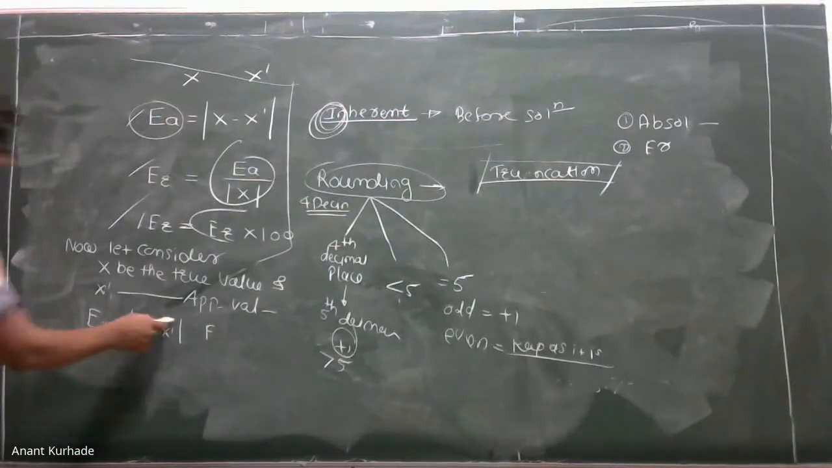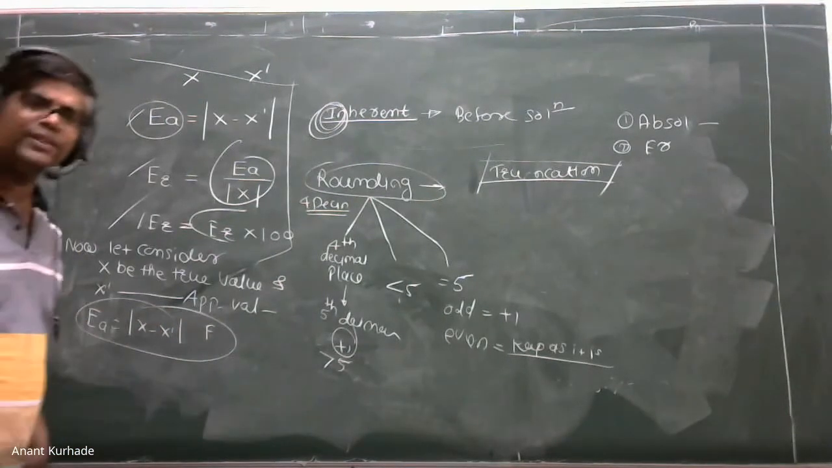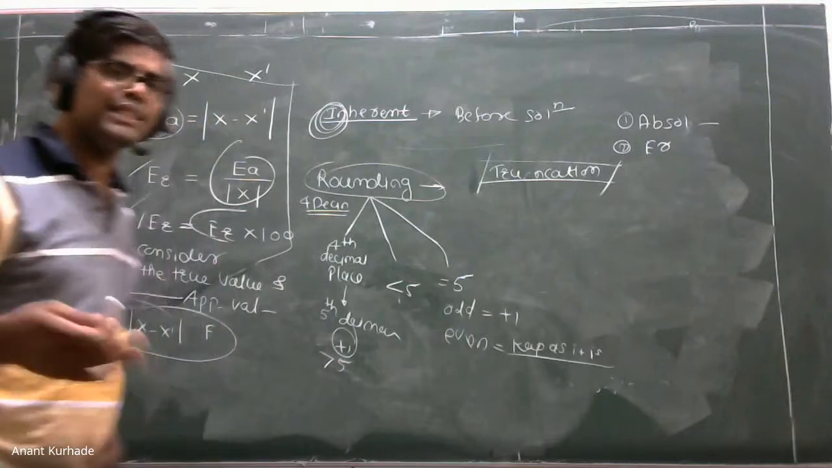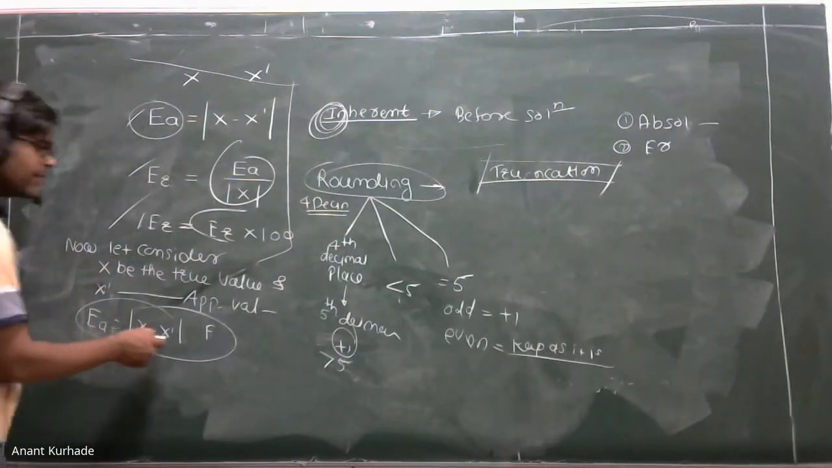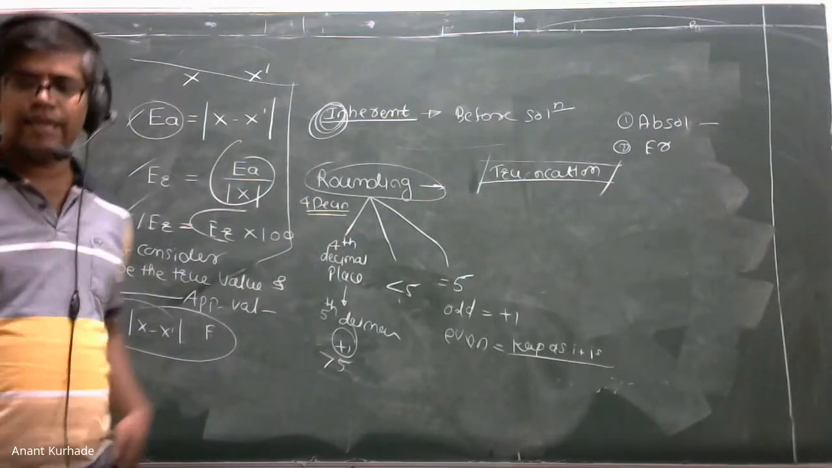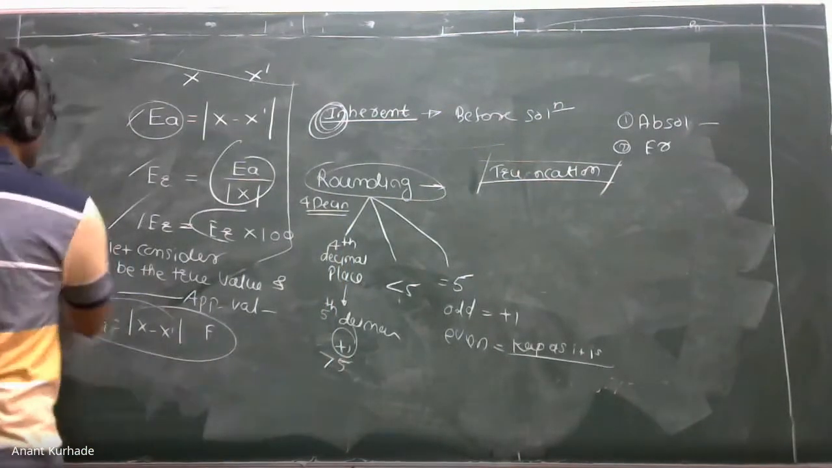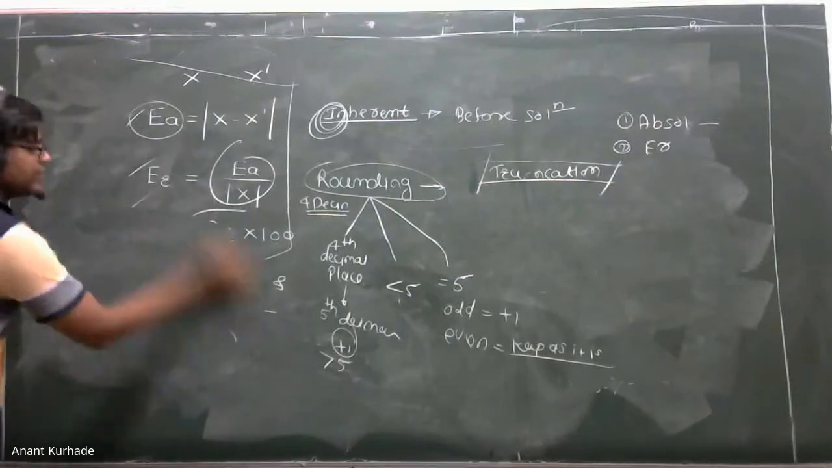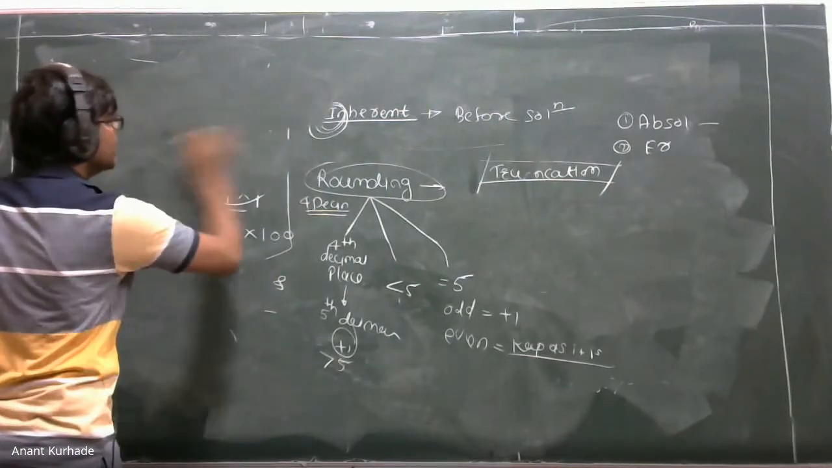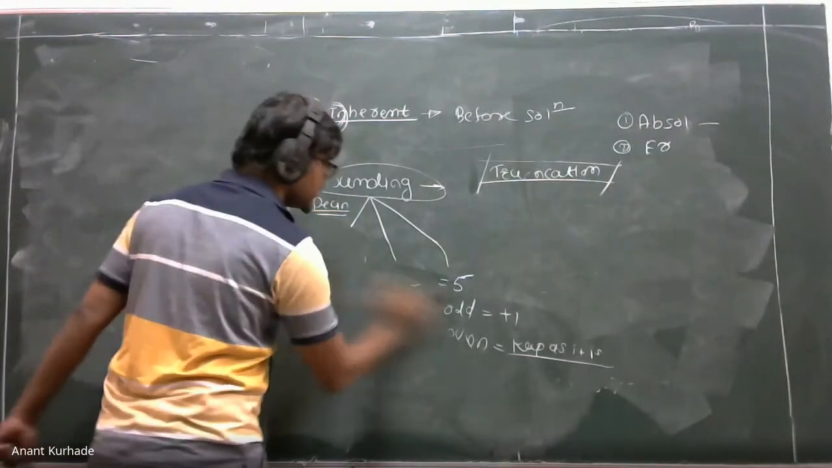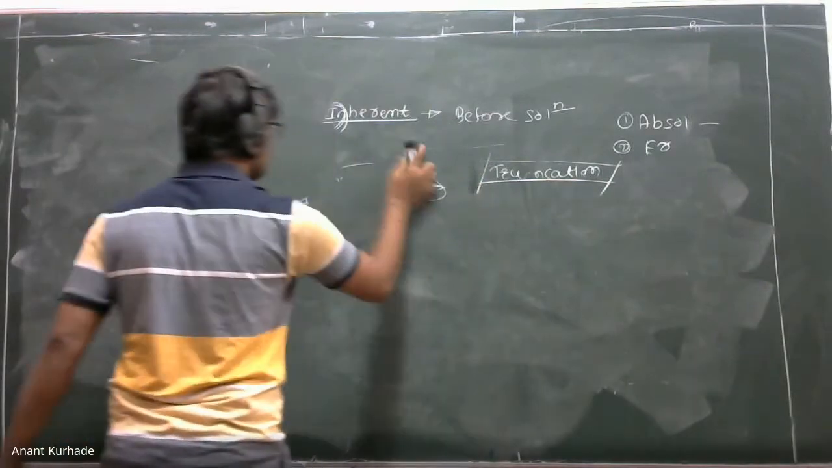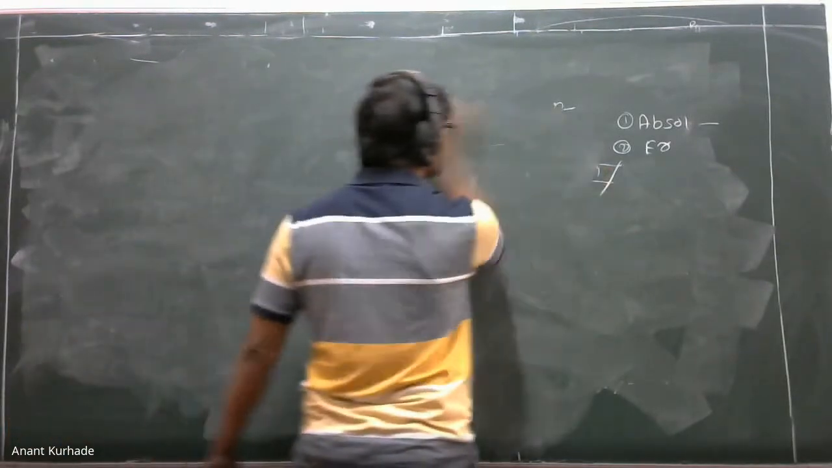You can just write the expression in terms of x. You can use any alphabet: x, y, z, whatever. If you use z minus z dash, a minus a dash, no problem. It is up to you. Okay. So this is about error. We have solved one or two numericals based on this error, meaning rounding off and truncation error.